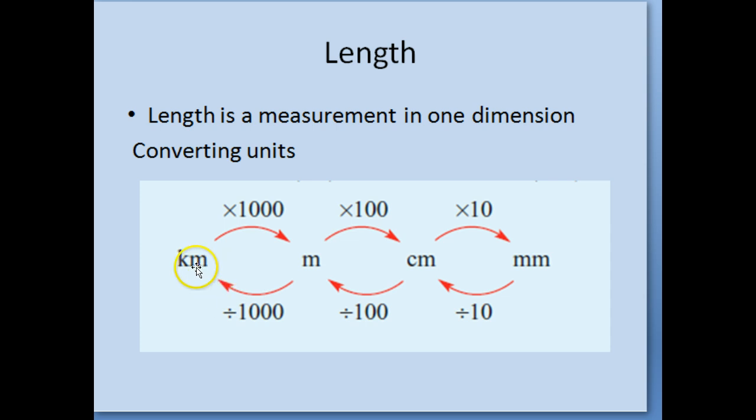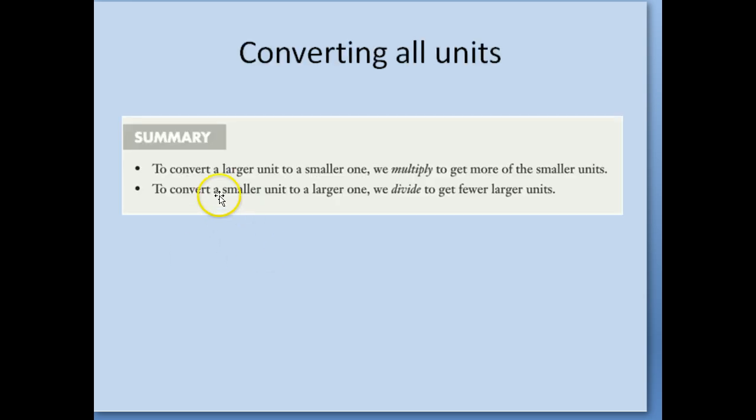Now what you might notice is that when you're going from a larger unit to a smaller unit, you need to multiply. When you're going from a small unit to a large unit, you need to divide. Timesing by a number makes it larger, and when we're dividing, it makes it smaller because there's less larger units in a small unit. Just to reiterate that, to convert a larger unit to a smaller one, we multiply to get more of the smaller unit. To convert a small unit to a larger unit, we divide. It's a really important one to remember.